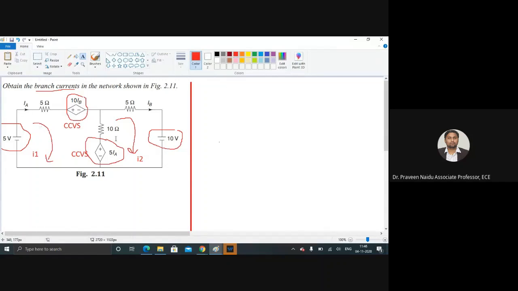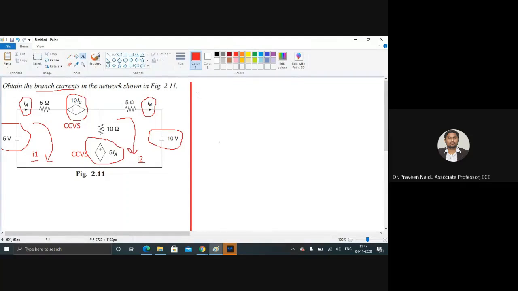According to this particular problem, this IA direction is not assumed by us. It is by default given in the problem statement. And this IB direction is already mentioned in the problem statement. Many students used to change this IA and IB. Don't do it, never do it, because those IA and IB values or locations are mentioned in the problem statement. So this I1 and I2 are our assumptions. We are assuming loop currents are clockwise. Those loop currents are I1 and I2, okay?